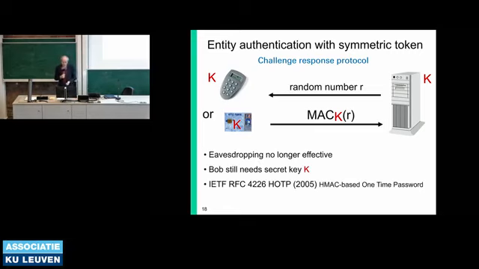So this kind of solves the problem because every time there is now a new random number. So if you intercept the communication, next time the random number will be different, and you can't reuse this. Of course, you see that you still need a secret key in your card or in your device, and you have to have the secret key in Bob's database.